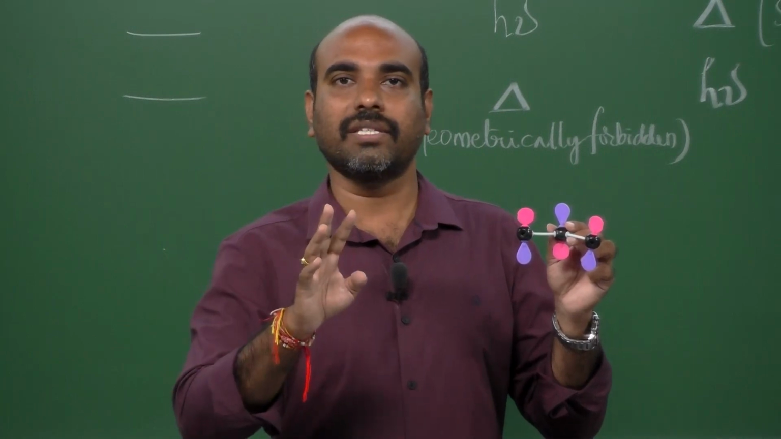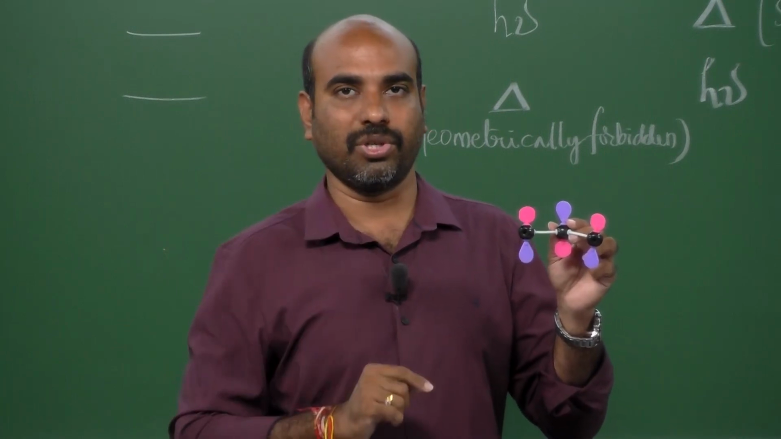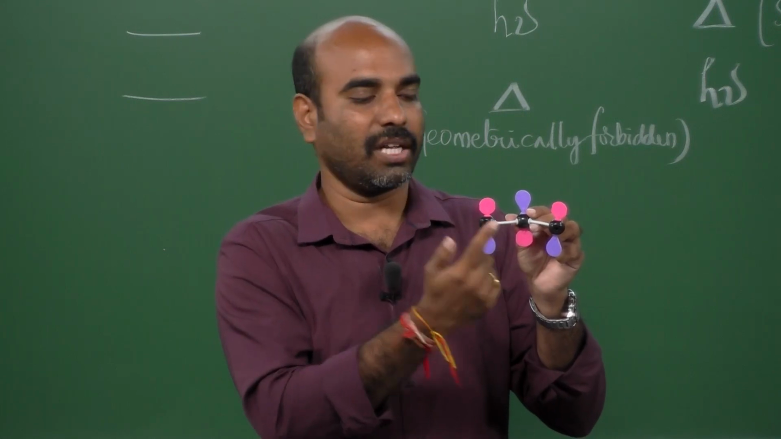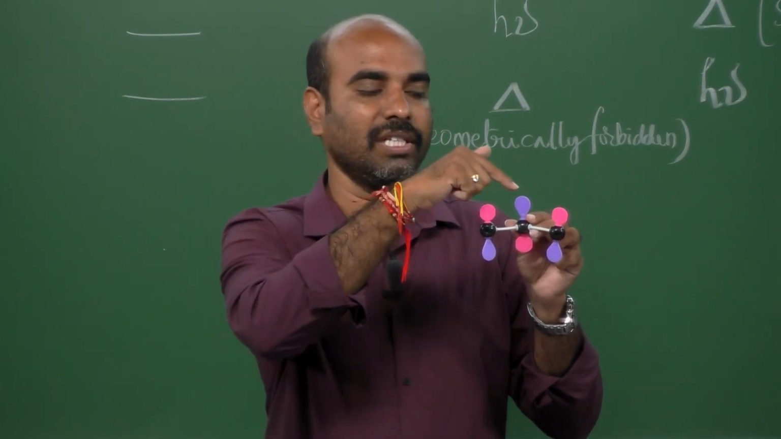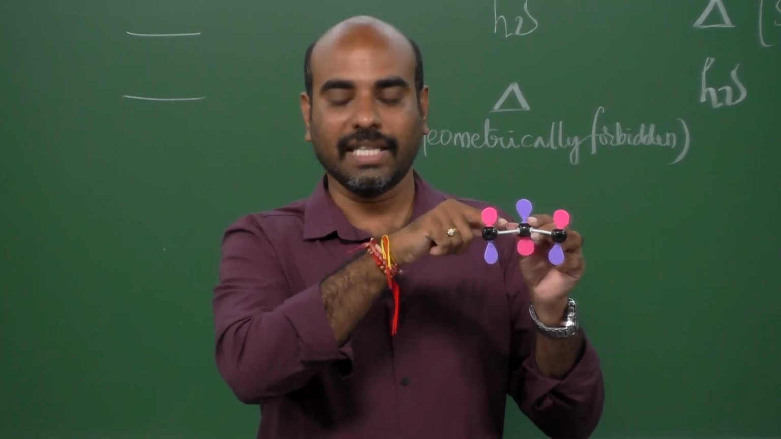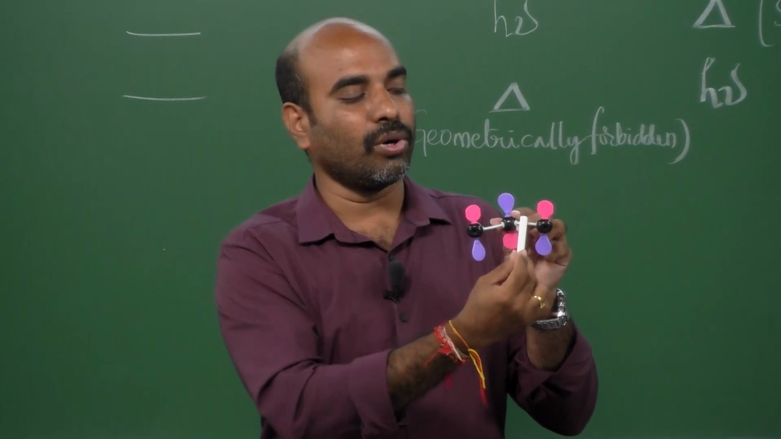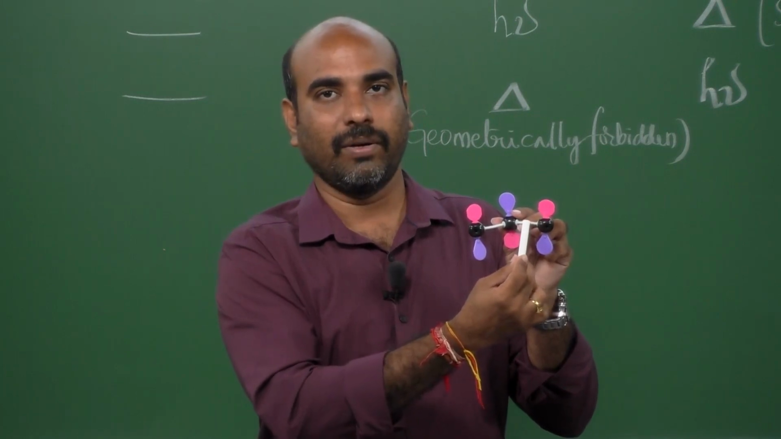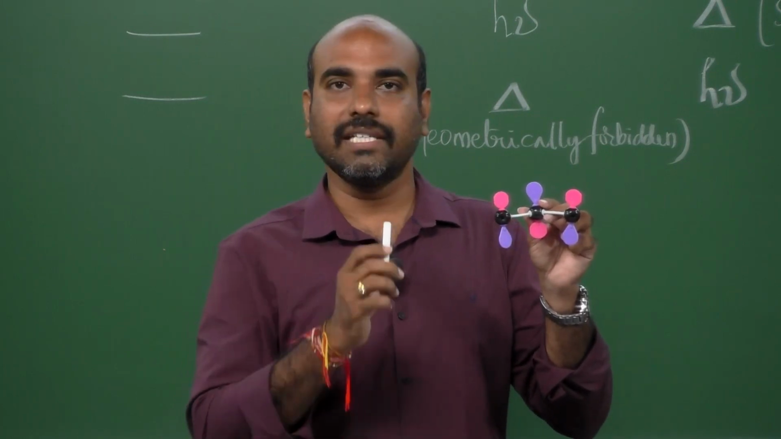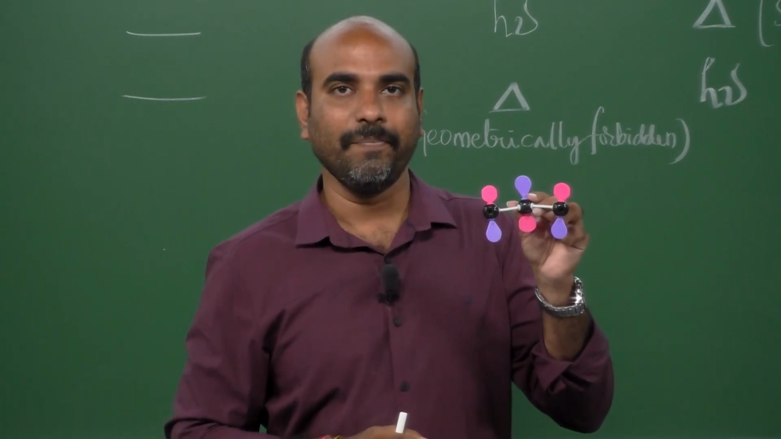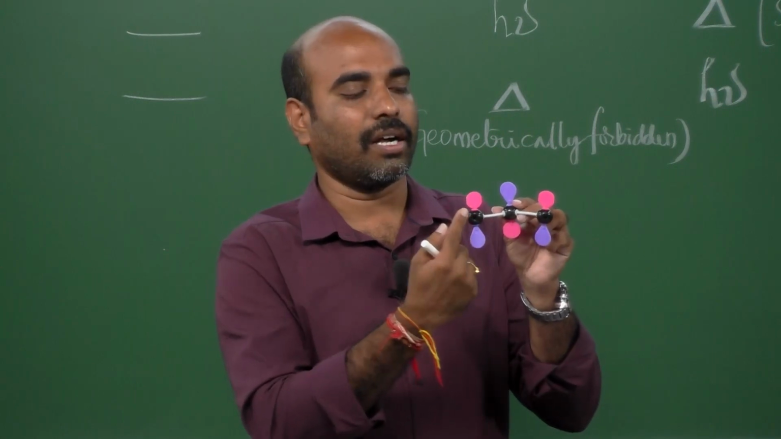So psi3 means 3 minus 1, 2 nodes should be there. One node is there in between these two molecular orbitals, right? This is negative wave function, this is positive. So therefore at the center you can see a node here. And again one more node is there at this point. 2 nodes are there.